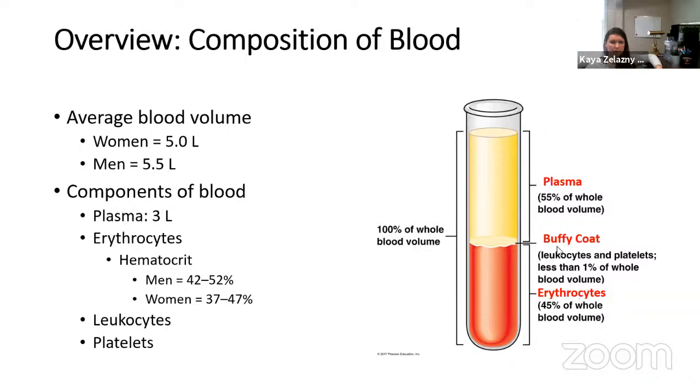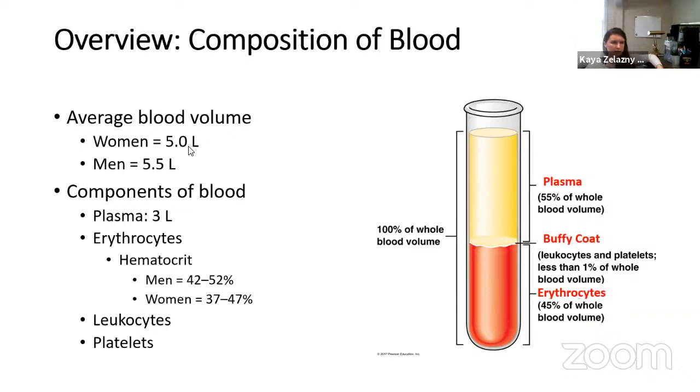We got a buffy coat, so we got some leukocytes and platelets. So basically white blood cells, and platelets are going to help us with clotting. Very small in number, but have a very important role in blood. And then the rest of the blood is going to be made up mainly of erythrocytes, which are our red blood cells. Should be about 45% of whole blood volume, giving us a hematocrit of around 45. So we can see that there are different ranges for men and women, but 45 would be a normal number for pretty much anyone.